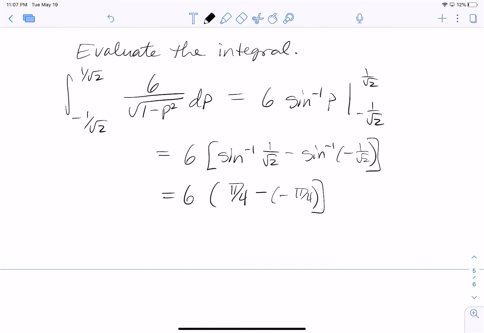So we have, I keep having to change the parenthesis to a square bracket because we have nested symbols. And if I have parentheses inside, I should have square brackets outside. Just a little note. Inside the square brackets now, we have pi over 4 minus negative pi over 4. That becomes pi over 2. Times 6, we end up with 3 pi.